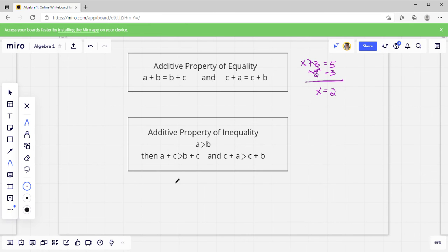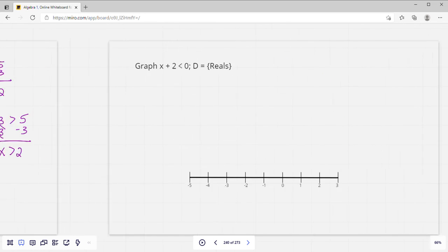So the same thing applies when we use the additive property of inequality. If A is greater than B, then A plus C would be greater than B plus C, or C plus A would be greater than C plus B. So that means if we had X plus 3 is greater than 5, we could do minus 3, and we would get X is greater than 5 minus 3, which is 2. All right, so it works just the same way as when we work an equation.